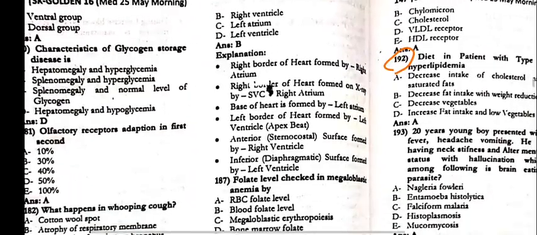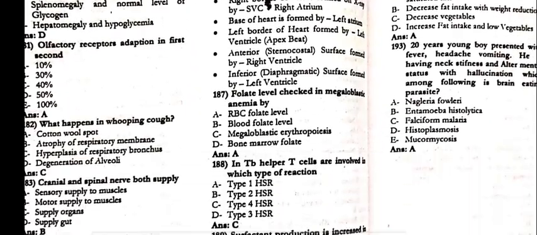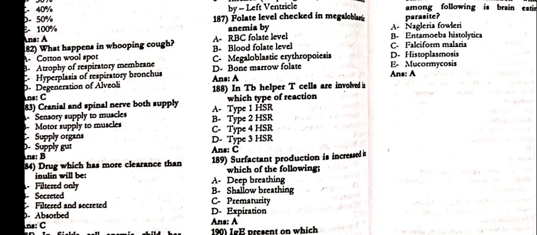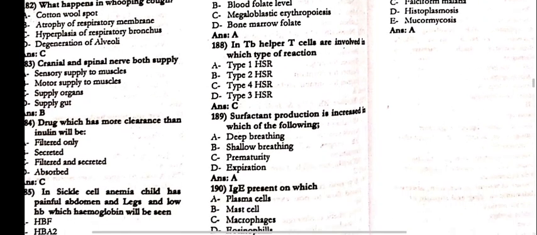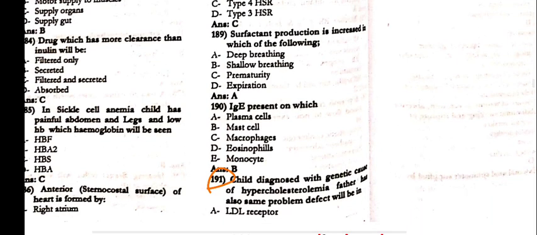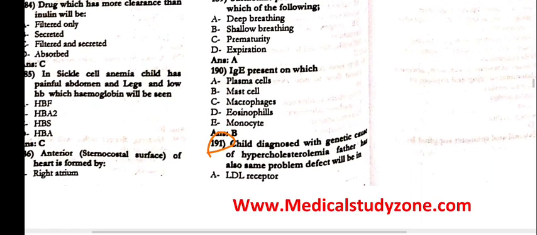formed by, that is right ventricle. Folate level checked in the megaloblastic anemia by the RBC folate level. In the TB, the hepatitis involved in which type of the reaction, that is the type 4 hypersensitivity reaction. The surfactant production is increased at the following: there is the deep breathing. IgE present on which cell, that is the mast cells. Child diagnosed with the genetic cause of hypercholesterolemia.